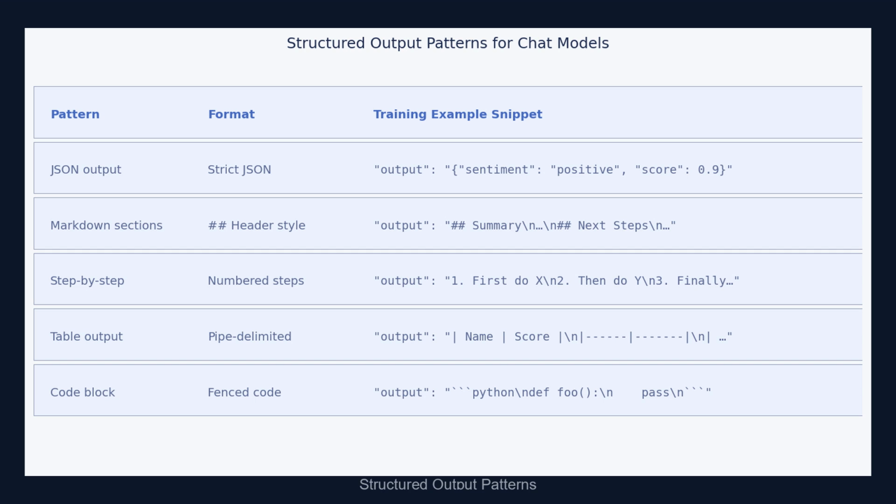Code block output with fenced syntax highlighting is essential whenever the response includes executable code. The fences signal to renderers and parsers that the content is code, not prose. The pattern across all of these is the same. Pick the format that serves your use case. Build training examples that demonstrate it consistently, and make sure your system prompt specifies it explicitly. Mixing formats in training data without clear system prompt differentiation is a reliable way to produce inconsistent outputs.